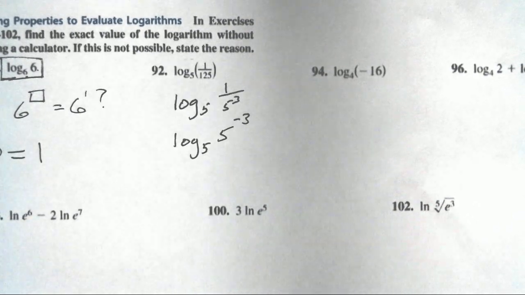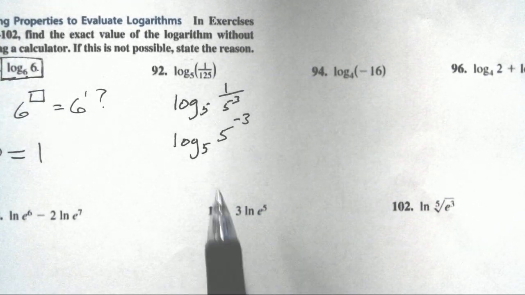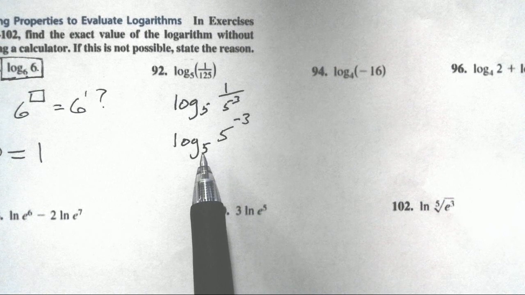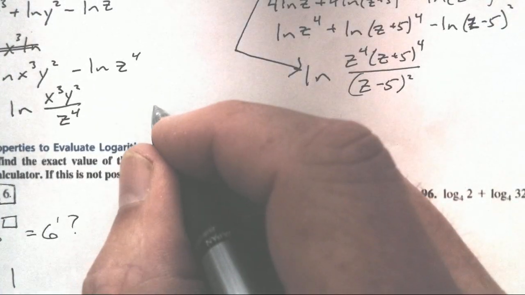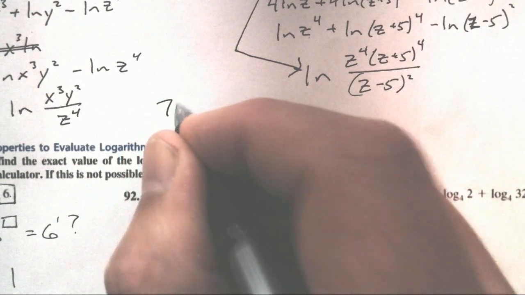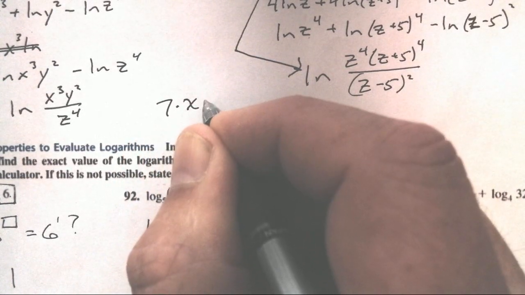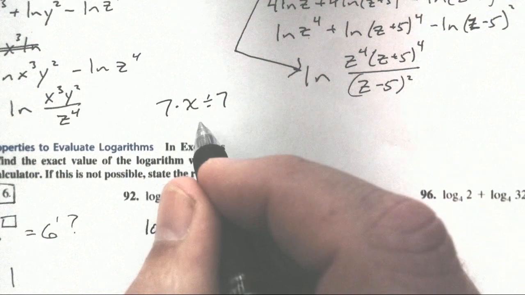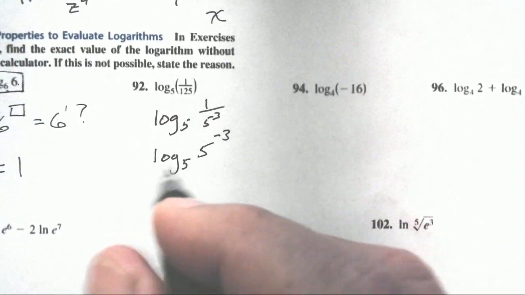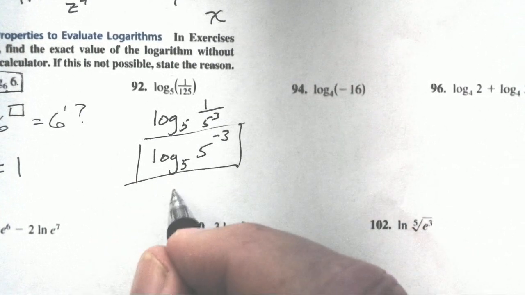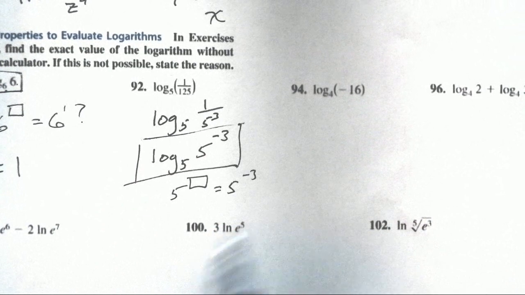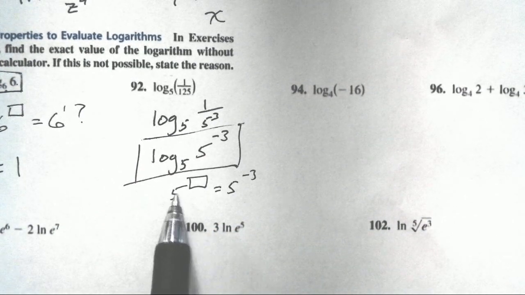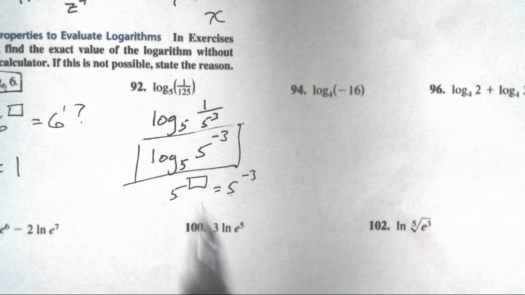And wow, giving this problem at this stage to somebody who understands logarithms would be like giving this problem to a good Algebra 1 student. What is 7 times x divided by 7? And we'd all know that's x. Well, this whole thing is the exponent that would turn 5 into 5 to the negative 3rd. What is the exponent that turns 5 into 5 to the negative 3rd? Well, negative 3 is.